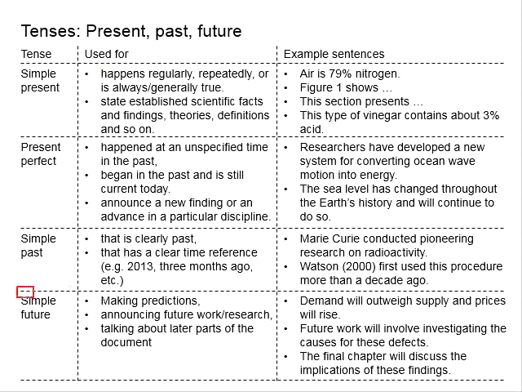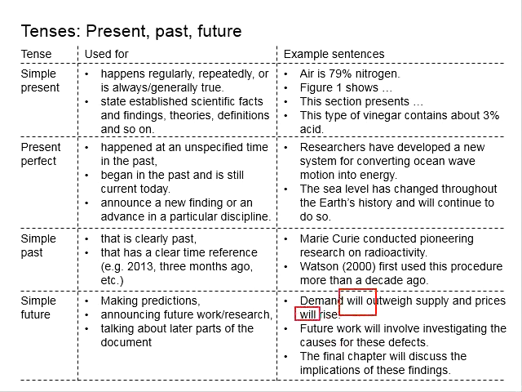Next, let us look at the simple future tense. This is normally used when you are making predictions, or you are announcing future work or research, or you are talking about the later part of the document. Let us look at the example sentences. Demand will outweigh supply and price will rise. This is a prediction.